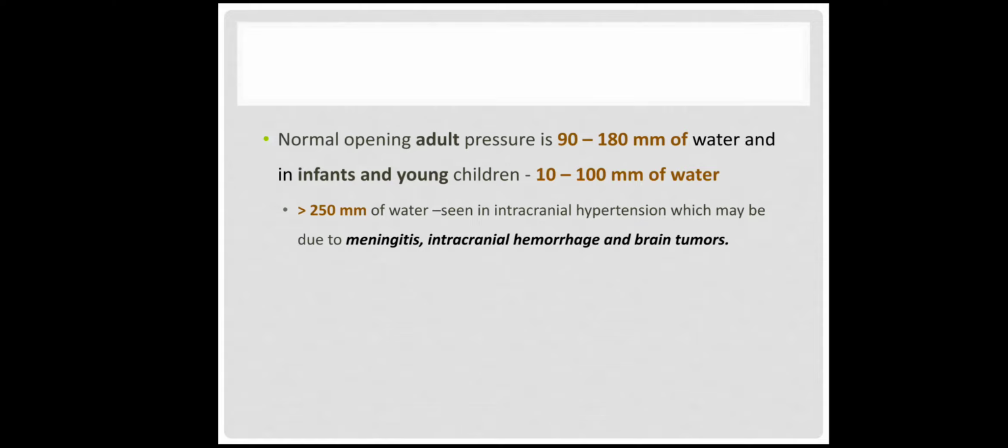Regarding the pressure of CSF, normal opening adult pressure is 90 to 180 mm of water, and in infants and young children it is between 10 to 100 millimeter of water. Increased opening pressure, that is more than 250 mm of water, is seen in intracranial hypertension, and causes may be meningitis, intracranial hemorrhage and brain tumors.